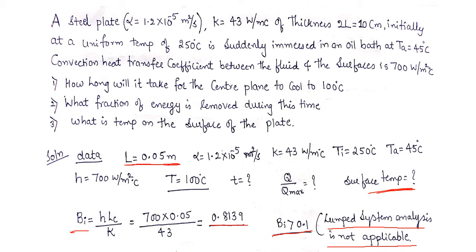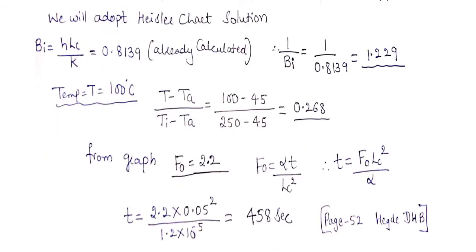Now, if this Biot number is greater than 0.1, then lumped system analysis is not applicable. Such problems are solved by using the charts. Which charts are we going to use? We will adopt the Heisler chart solution to get the value. We are going to use the Heisler charts, which are already available in your data handbook.